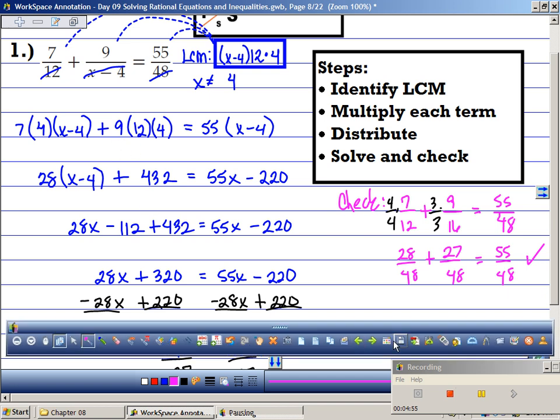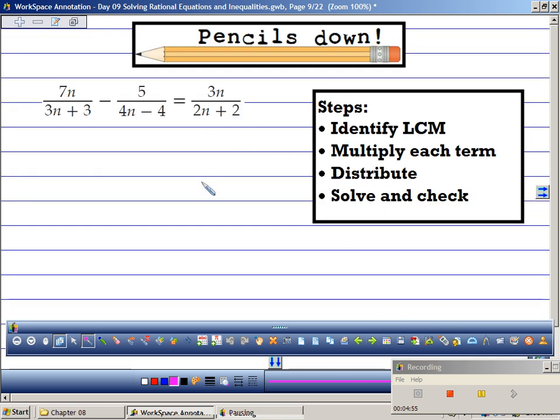All right, moving on. You guys ready? Yeah. Okay, pencils down. I'm going to do this one first. I'm going to rewrite it so we can see it a little bit easier.